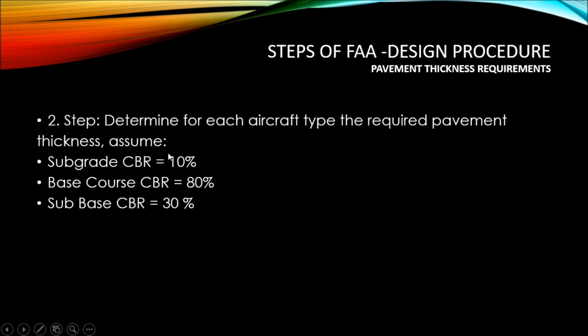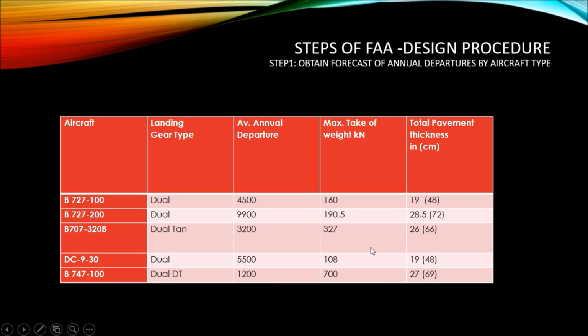So the next thing you can see, we have other factors we need to consider. It says determine for each aircraft type the required pavement thickness. We've already been given that we should assume the subgrade CBR is 10%, the base course CBR is 80%, and the sub-base CBR is 30%.